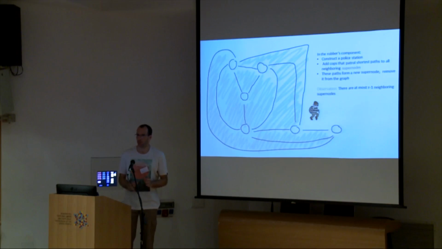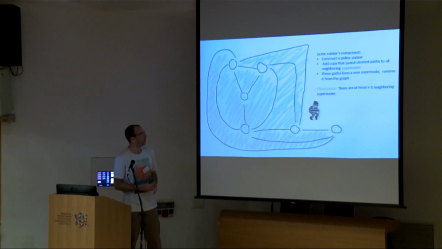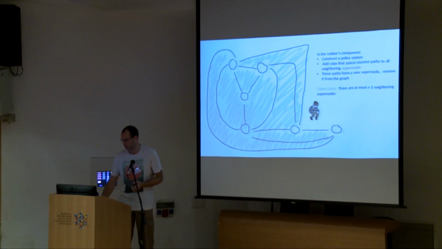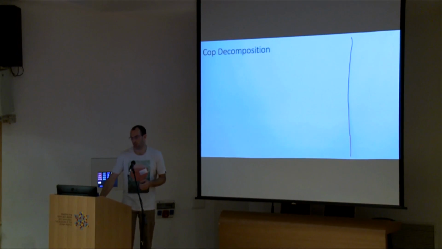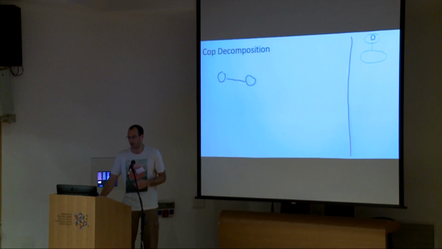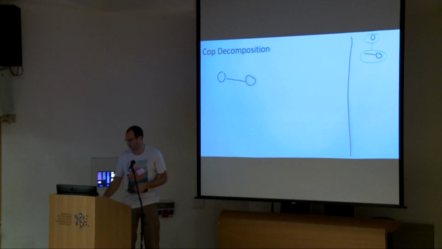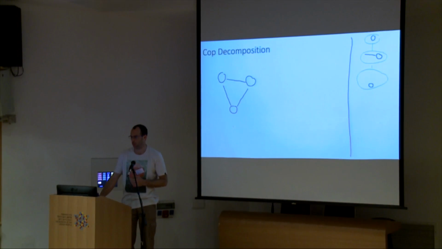Right? But this is not what we will care about for the algorithm. For the algorithm, what we care about is that this game actually gives rise to a certain decomposition. We can call it cop decomposition, which is in some sense similar to a tree decomposition. So every such police station with its patrolling cops will form a supernode of the decomposition, which we put in a certain bag, like a bag of a tree decomposition.